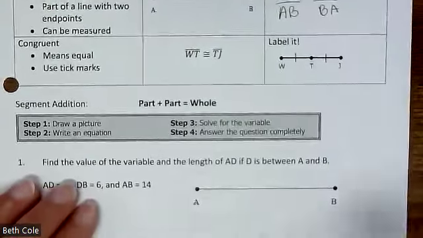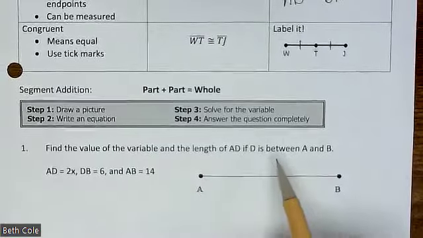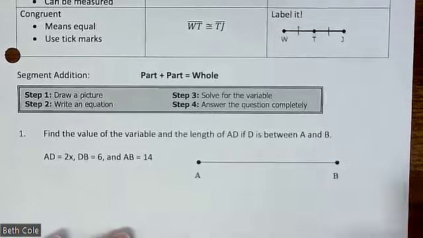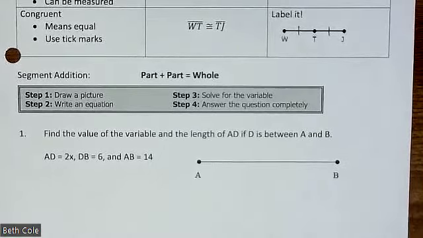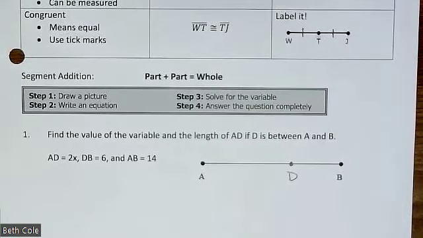So number 1, find the value of the variable, that's X, and the length of AD, if D is between A and B. So D is somewhere in between here. I don't know exactly where. I'm going to put it here. It doesn't matter. It just said in between. So put D somewhere in between those. It does not make a difference where. It's not to scale. When I say something's not to scale, do you guys understand what that means? It means it's not exact. Like I didn't get out a ruler and measure any of that.